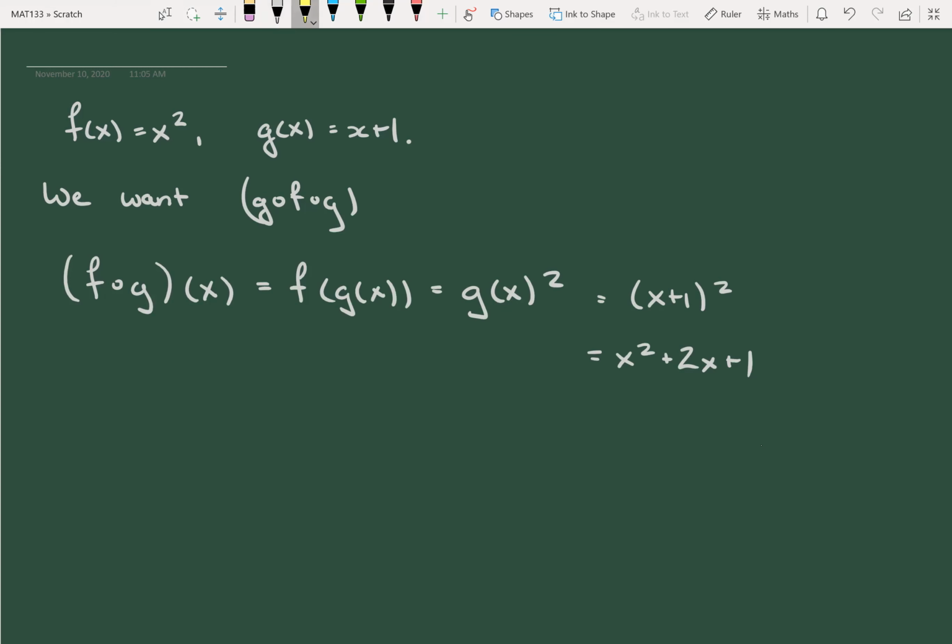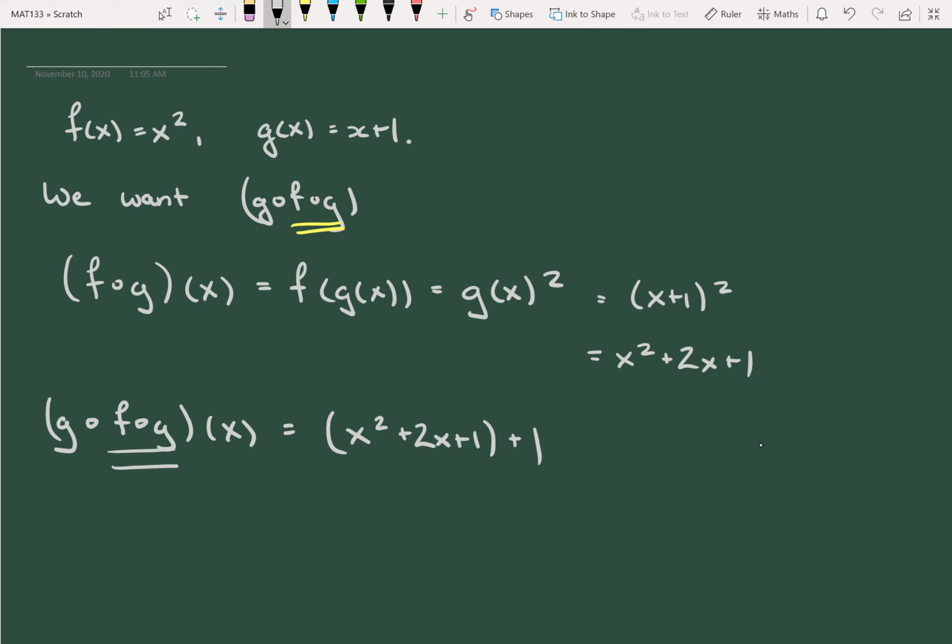Well, we've only done half of it, right? We've only done that part, f compose g. So now I need to do the other half of the composition, g compose f compose g of x. I've already computed this part, and I know that it's x squared plus 2x plus 1. So I'm going to plug that into g of x, and that gives me x squared plus 2x plus 2. And that's what D was. So does that make sense? Are there any questions about that?